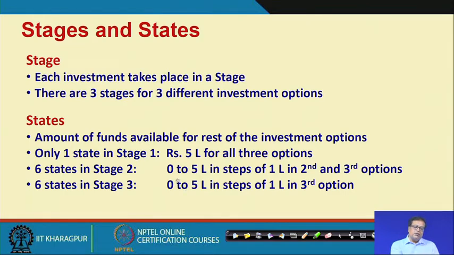So, what happens in stage 2? We have 0 to 5 lakhs in steps of 1 lakh available in the second or third options. And finally, when it comes to stage 3, again depending on optimality, whatever remaining portion we can spend or invest, that is 0 to 5L in steps of 1 lakh, that is the third option. So, these are the stages and the states.